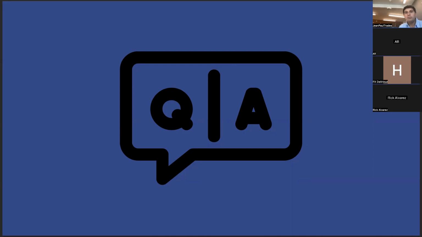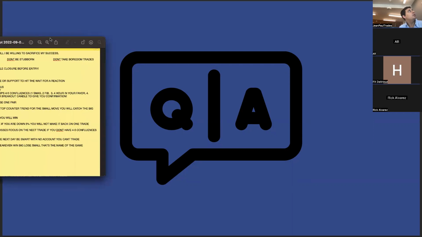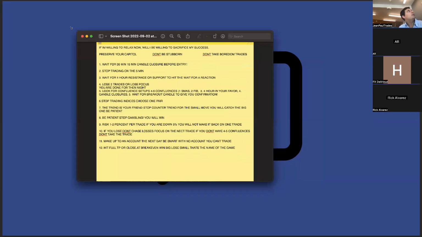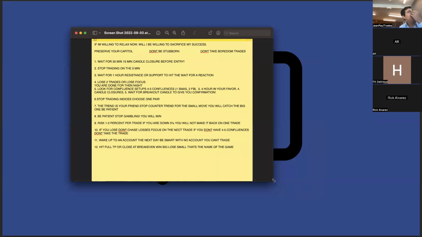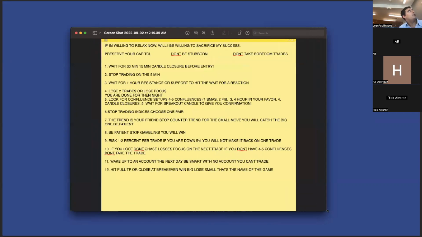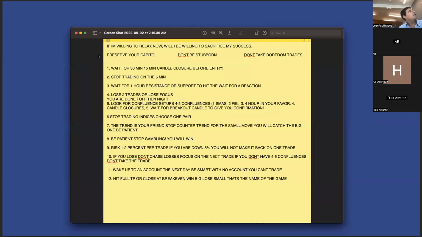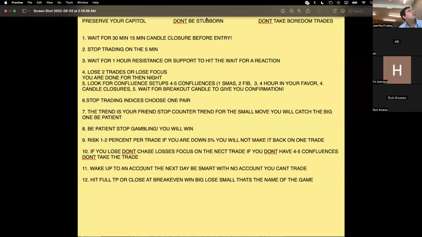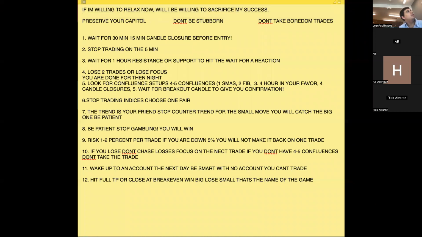Also, let me put this here as well for you guys. If you guys want to take a screenshot of this, this was one of the first trading plans and rules that I have. If you guys want to see this, you can take a screenshot of this, copy it. It could help some of you guys. Some of you guys may be able to relate to this.